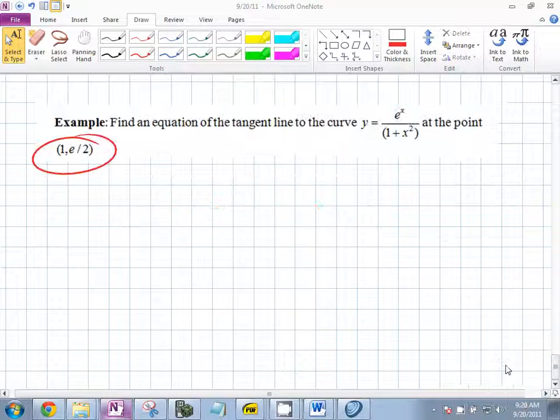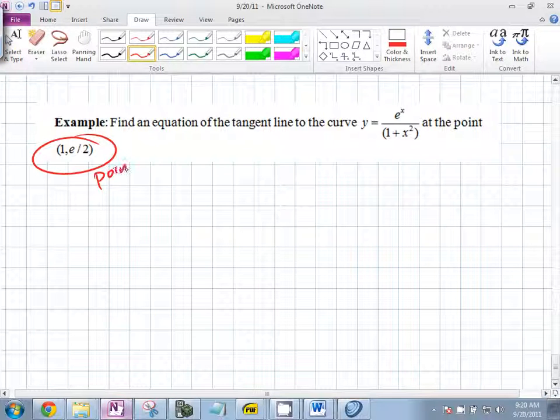So to find the slope, what do we need to find first? We need to find the derivative. So, what's the low function?